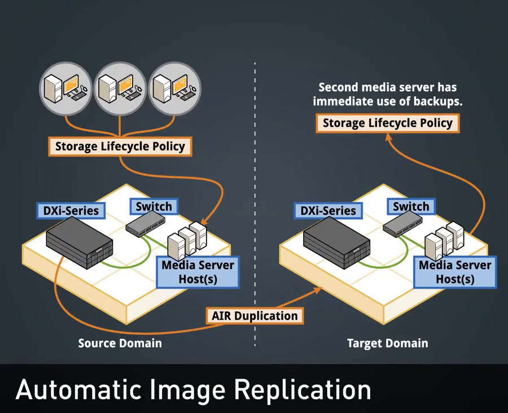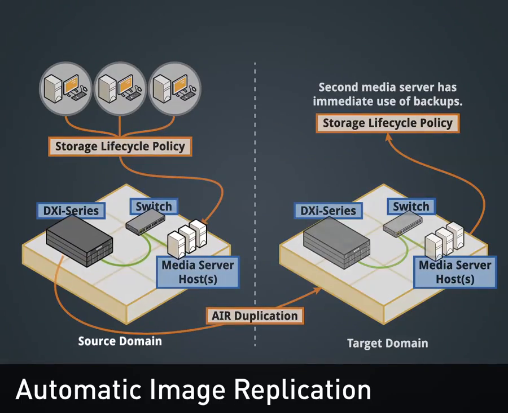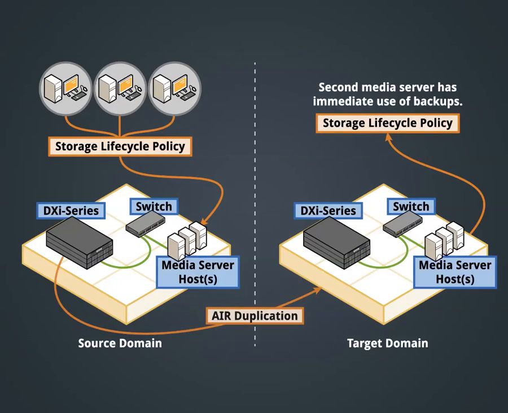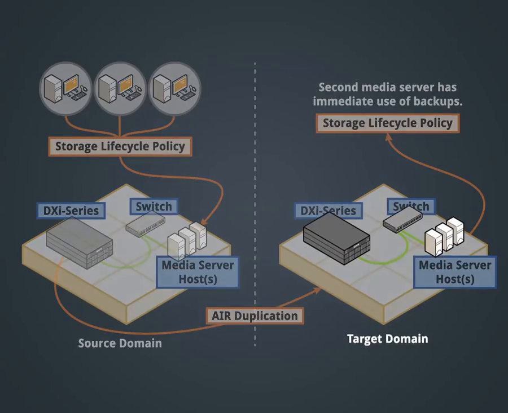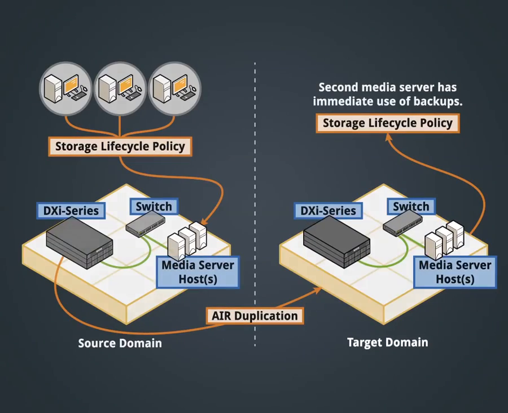With the Automatic Image Replication, or AIR, feature, data on a DXi system's LSU is automatically duplicated to a remote LSU that resides on a DXi system in a different NetBackup domain. That's the key with OST AIR, automatically duplicating data from one NetBackup domain to a completely different NetBackup domain. The data that's sent to the remote NetBackup domain is automatically imported into the catalog and available to use immediately after import.